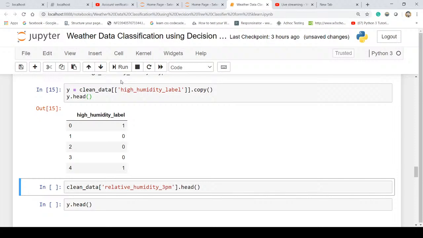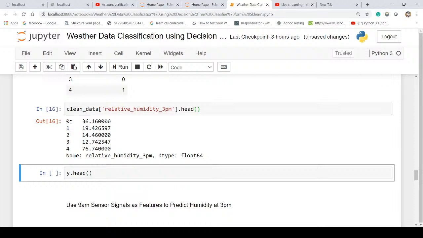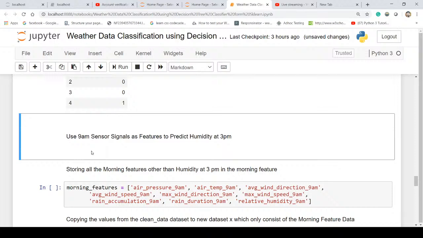Again, we can create a table and have a look over here. These are all the data. If we check the index, 36 is greater than 24, 76 is greater than 24. So this is assigned as 1 and the rest is 0. Now we can segregate two different terms. One is to use 9 a.m. sensor signals as features to predict humidity at 3 p.m. So we have one morning data and one humidity data after 3 p.m.